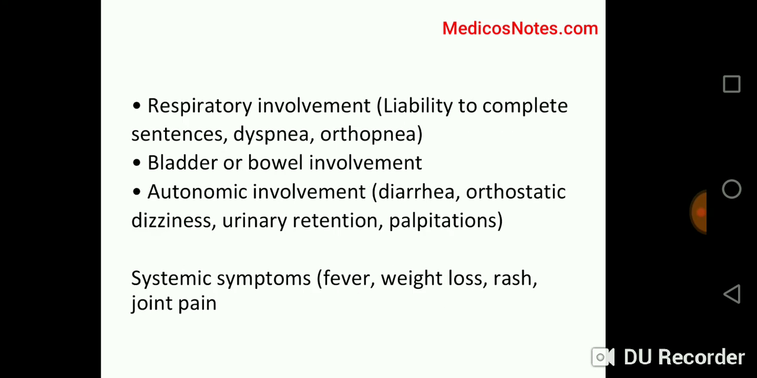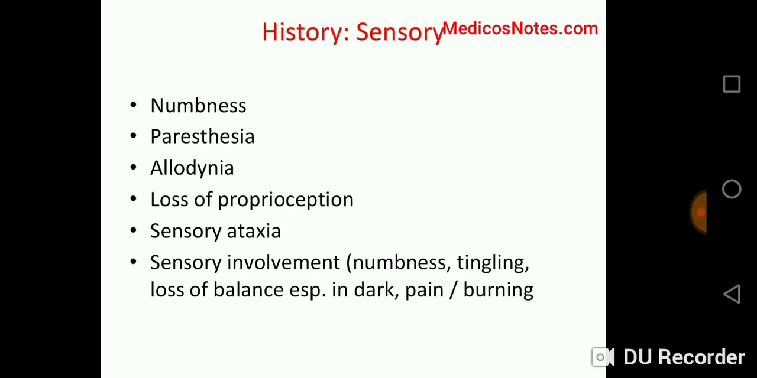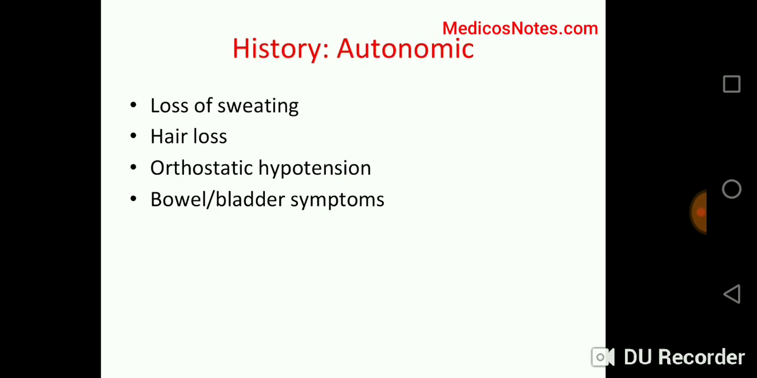Respiratory muscle involvement results in dyspnea and orthopnea. Then autonomic involvement leads to diarrhea, orthostatic dizziness, urinary retention and palpitations. Then you should inquire about the sensory symptoms in the patient. Ask whether the patient has numbness, paresthesia, allodynia, loss of proprioception and any sensory ataxia. Also ask about autonomic symptoms such as loss of sweating, hair loss, orthostatic hypotension, and bowel and bladder symptoms.